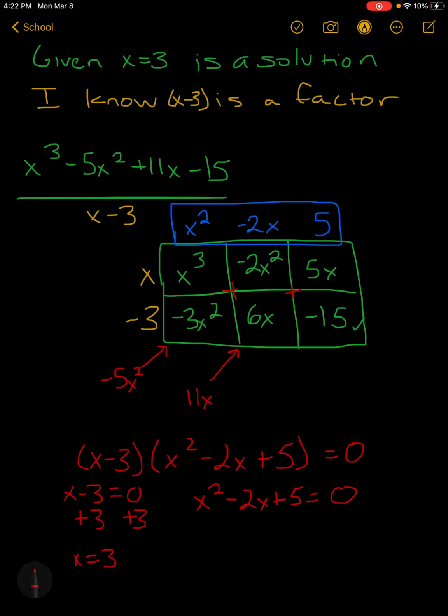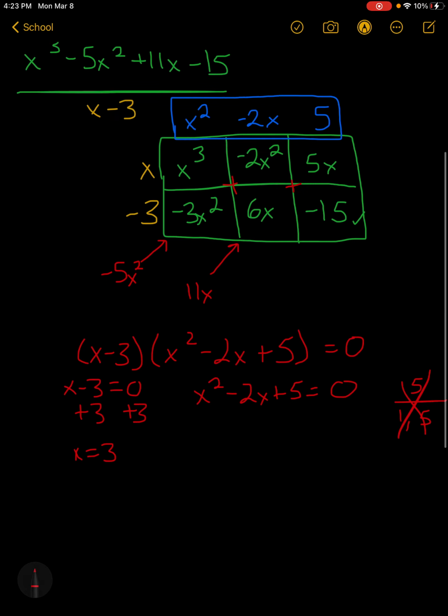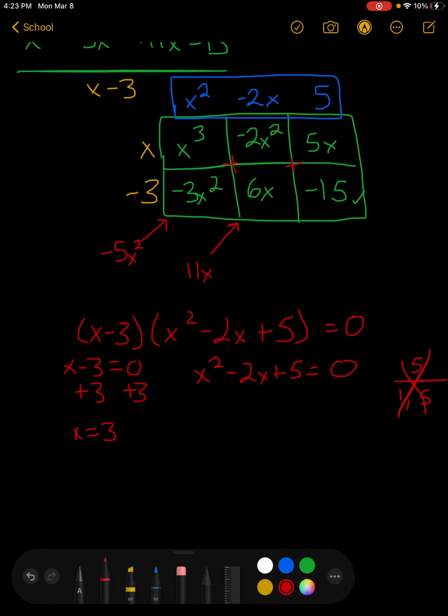Now the second one is a quadratic, so I need to solve a quadratic. Well, if we go the factoring route, it'd be the two things that multiply to be 5 and add to be negative 2. Well, my only options that multiply to 5 are 1 and 5. And no matter how you add them, they're not going to give me a negative 2. So I know I'm not going to be able to do factoring, which tells me I've got to go quadratic formula.